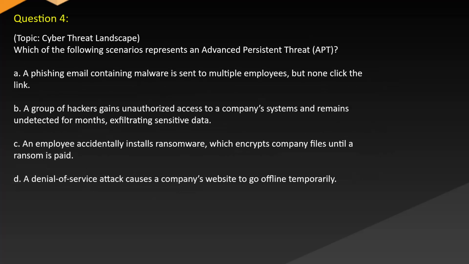Question 4. Topic: Cyber threat landscape. Which of the following scenarios represents an advanced persistent threat? A. A phishing email containing malware is sent to multiple employees, but none click the link. B. A group of hackers gains unauthorized access to a company's systems and remains undetected for months, exfiltrating sensitive data. C. An employee accidentally installs ransomware, which encrypts company files until a ransom is paid. D. A denial of service attack causes a company's website to go offline temporarily.